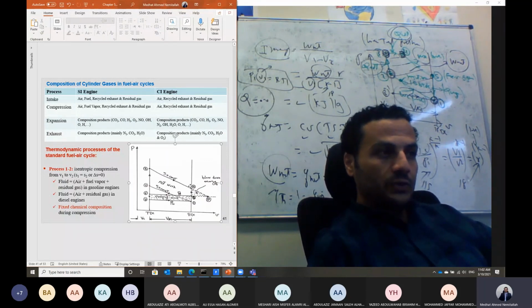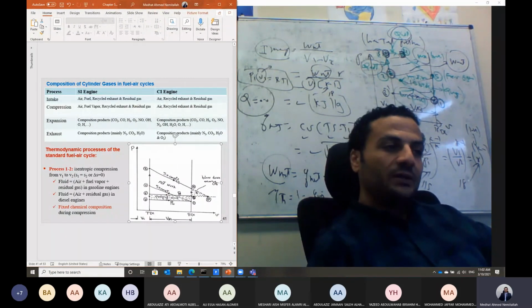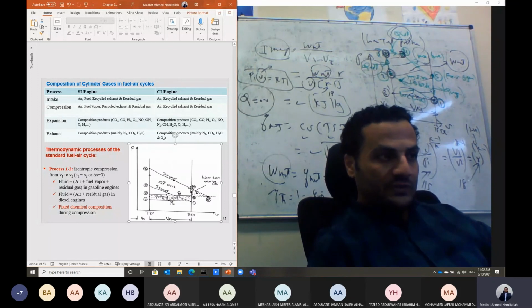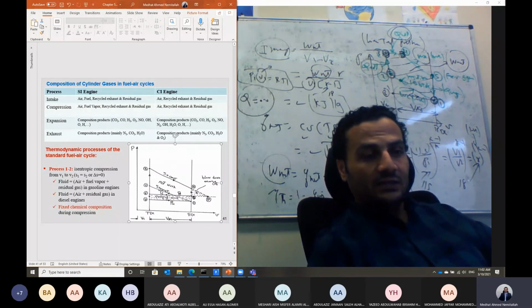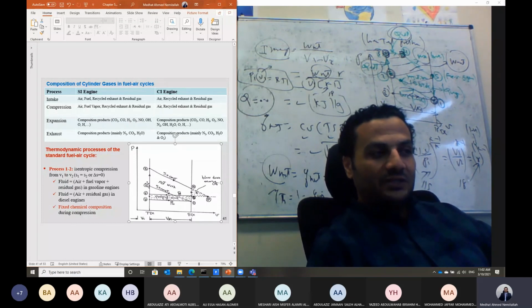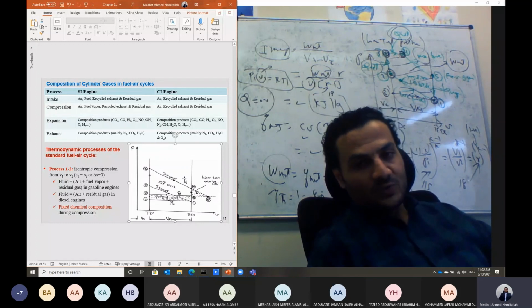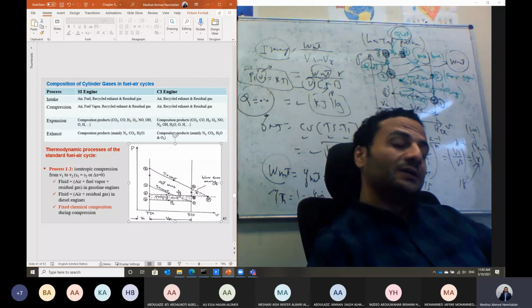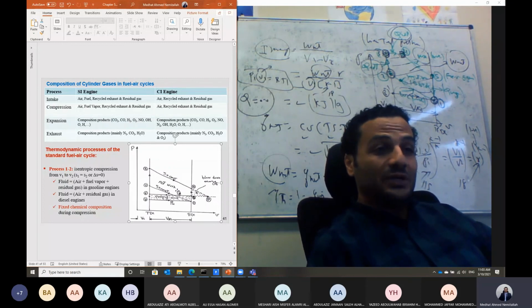I will start introducing the cycle on the PV diagram and look at the different processes. I will not go deep in the analysis of this cycle, because in this cycle we have to get the properties at each point, but we are not following the constant specific heat analysis. So in this case we have to follow the tables and the charts. This you can practice somewhere.